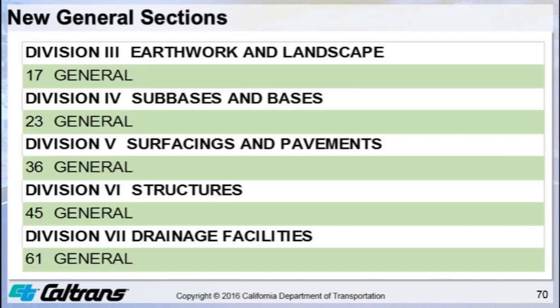In the first part of the presentation today, we discussed that there have been new general sections added to the technical divisions. So now we have in Divisions 3, 4, 5, 6, and 7 new general sections. In addition, Division 10, Electrical, also has a general section, which is Section 86.